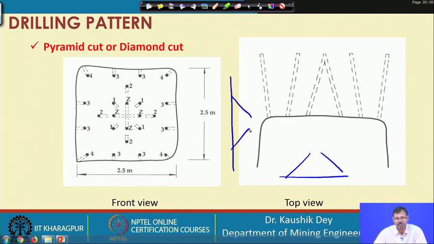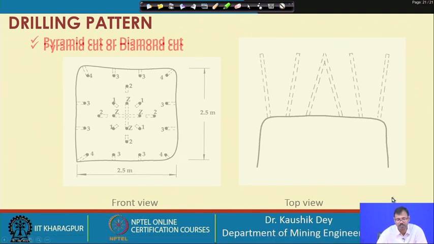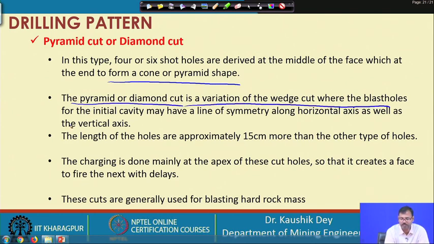The pyramid cut is a double wedge cut which is most of the time followed in very hard rock formation where a wedge cut has to be followed. Otherwise, the pyramid cut is a little bit difficult to practice if manual drilling is being used. In this type, 4 or 6 short holes are drilled at the middle of the face, which end to form a cone or pyramid shape. The pyramid or diamond cut is a variation of the wedge cut, or you can say it is a double wedge cut. The length of the holes is basically 15 centimeters more than the other types of holes.